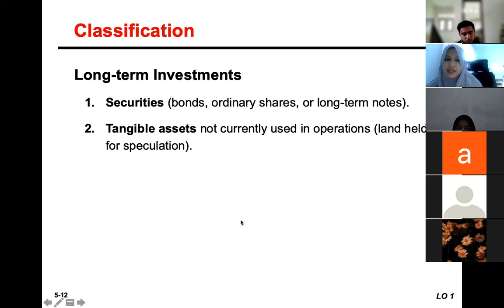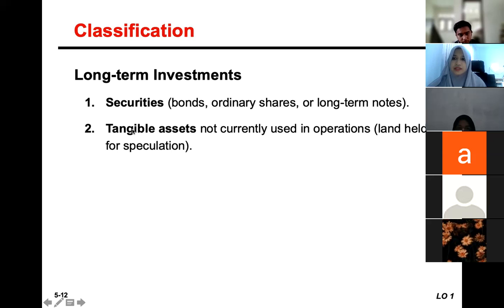Okay, long-term investment could be investment in securities. I highlighted briefly in the last meeting about investment in securities, for example, in obligations, in shares, or in long-term notes. And also long-term investment in tangible assets, for example, in property, in land. The company buys the land for the purpose of reselling it. They wait for the price to appreciate, then they would sell. So that will be included in the long-term investment.